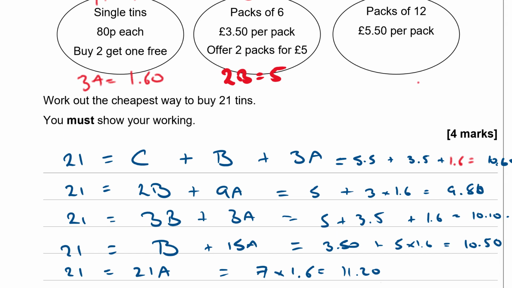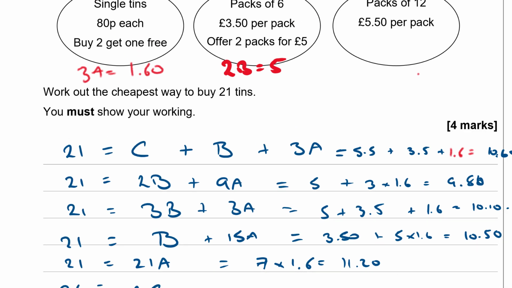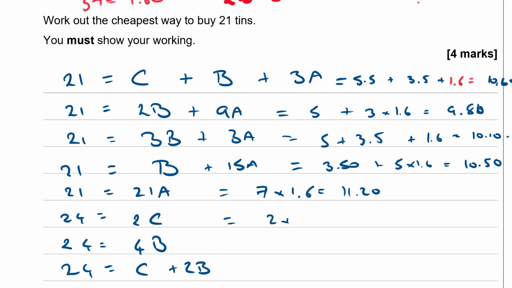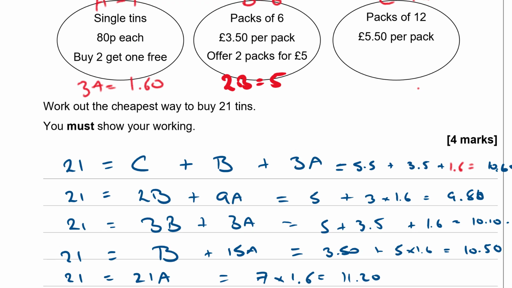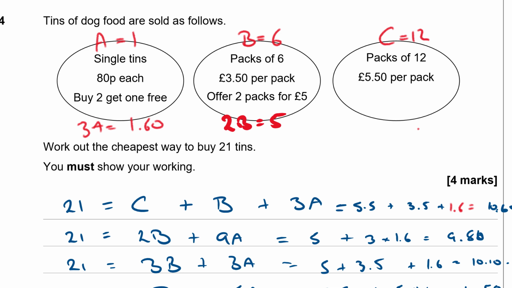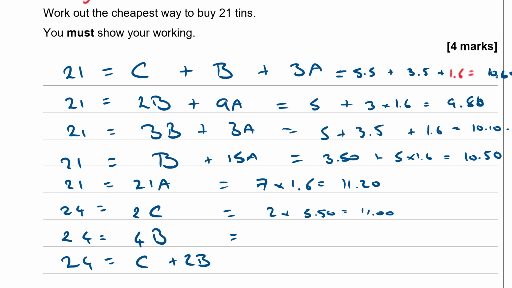Or I could just buy 2 big packs of the 12. So how much is that? That's 2 lots of £5.50. So again, that's going to be not the cheapest. That's £11. Or I could buy 4 lots of B. Okay, 4 Bs is 2 lots of £5, isn't it? So that's £10. Not bad, that one, but it's not quite the cheapest.